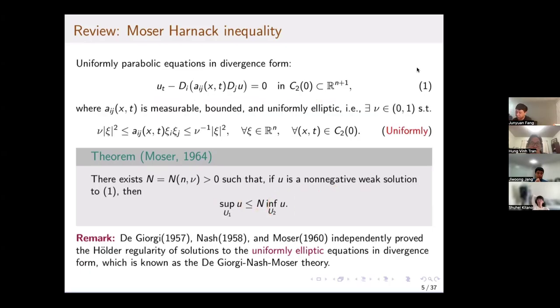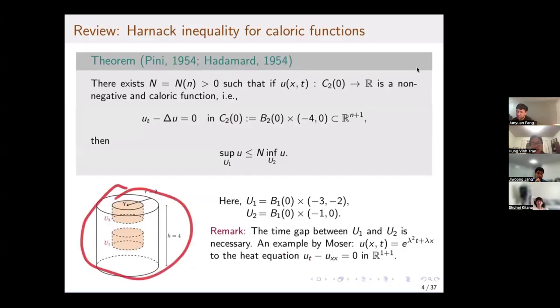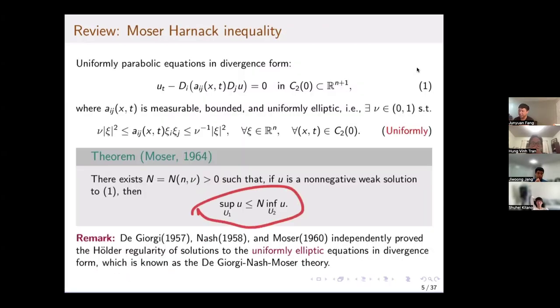So you can still use this picture to help you understand it. The conclusion is the same, but the equation changes. So the idea or the technique to prove that is very different. Okay, so I also put some remark over here. De Giorgi, Nash, and Moser independently proved the Hölder regularity for the uniformly elliptic equation in divergence form, and this is known as the De Giorgi-Nash-Moser theory.